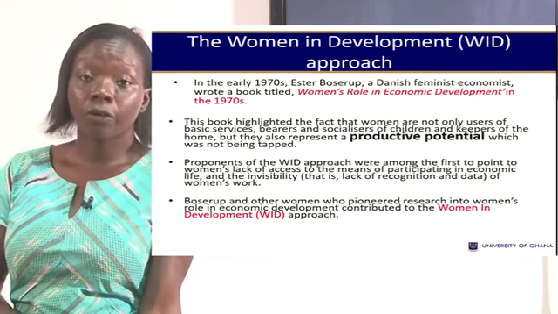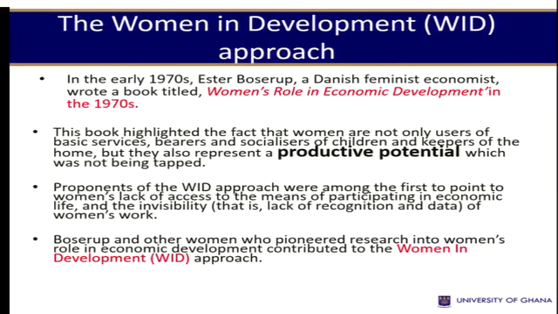So, Esther Boserup, who was an economist, wrote a book in 1970 titled Women's Role in Economic Development. What that book sought to do was to show the productive potential of women, which was being ignored. She looked at agriculture and she discovered that women were involved in agriculture, but that this was not being recognized and taken advantage of to improve development outcomes. And so she and a number of women pioneered research into women's roles in economic development and contributed immensely to the Women in Development approach.